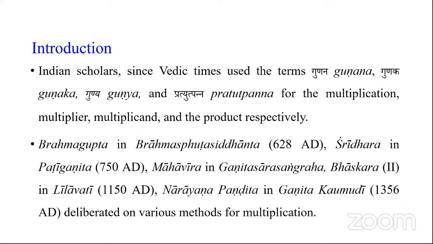Then there comes Brahmagupta, then Sridhara in 750 AD, then Mahaviracharya 850 AD, then Bhaskaracharya 1150 AD, Narayan Pandit, and so many, deliberated on various methods of multiplication. Usually we have only one or at the most another method. But the speciality of Indian mathematicians is they used to give the methods of multiplication according to the patterns. Of course, we are not going to study it today in detail, but I'm just mentioning such a development of the subject.